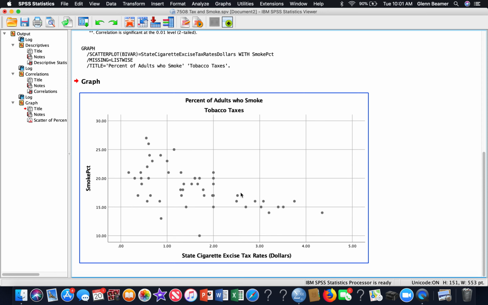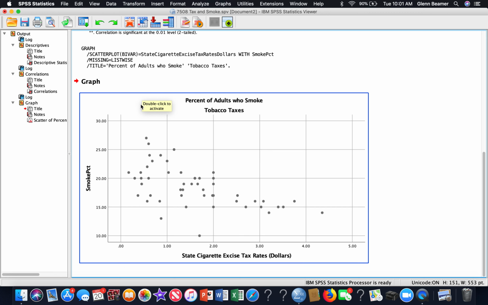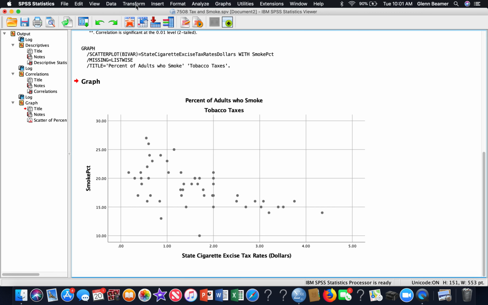And you can see the generally downward trajectory, that the higher the taxes are, the lower the smoking. This is New York way out here. This is West Virginia and Kentucky and Mississippi, some of the other heavy smoking states. So that's pretty straightforward there. So this leaves us now with just our regression.